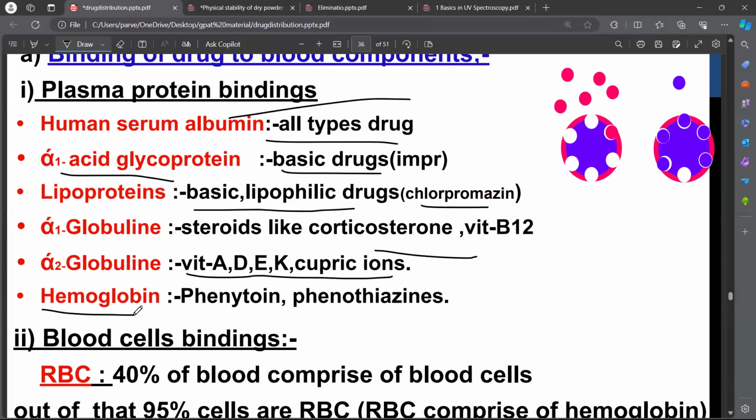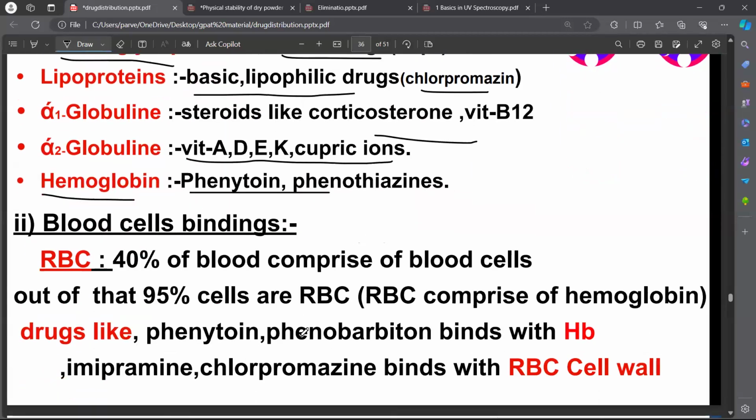The drugs which bind to hemoglobin were asked in the second phase of GPAT 2023, which include phenytoin and phenothiazine. So you have to remember, guys. They have also asked the drugs which bind to the RBC or hemoglobin. I can't recall it exactly, but they asked one of them. RBCs make up 40% of the blood, and among that 40% of blood cells, 95% are RBC, and the drugs which bind to hemoglobin are phenytoin and phenobarbital.